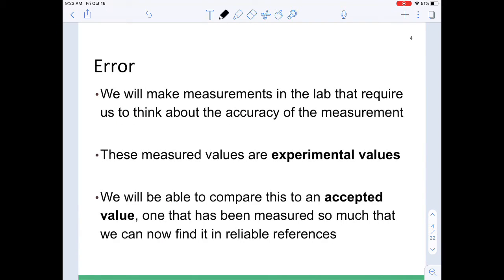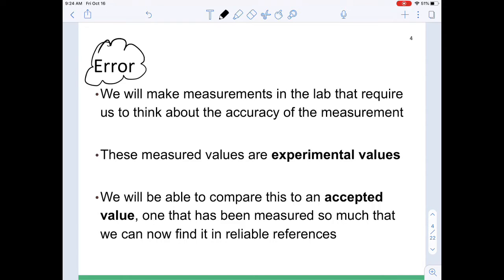So on Tuesday, when we get back to school, we are going to calculate error. You used the density lab to figure out the densities of two unknown metals. And on Tuesday in class, I'll give you the true values for the densities of those metals. You're going to use that to calculate error, or how far off you were from the true answer. We're going to make measurements in this lab, and you already did, that require us to think about the accuracy of the measurement.